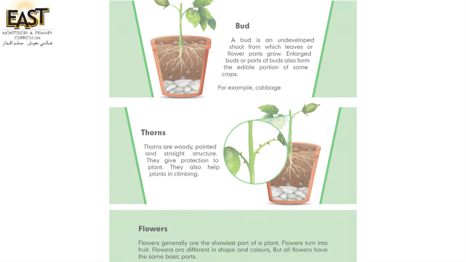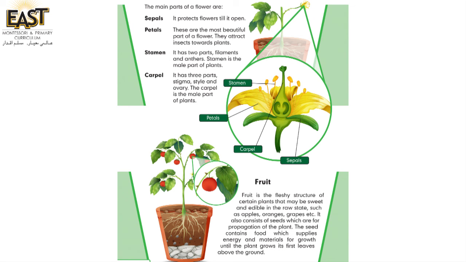And on page number 13 you will learn about the four parts of a flower: sepals, petals, stamen and carpel. These are the four parts of a flower. So this information is very important. You will draw a flower and read about the different parts of a flower. Then you will look around for flowers, and then we will be reading about fruits: what fruits are, how they grow, why they are important.